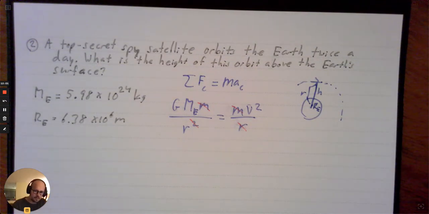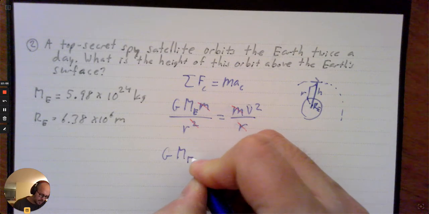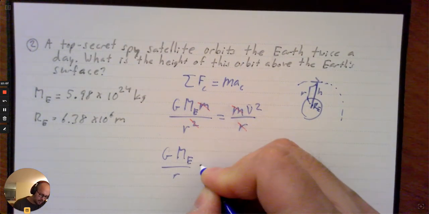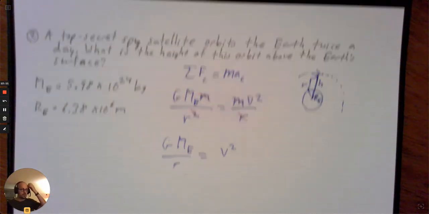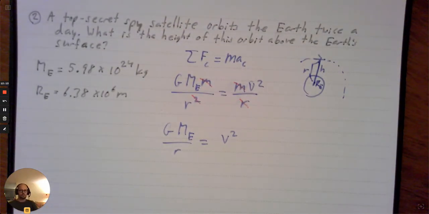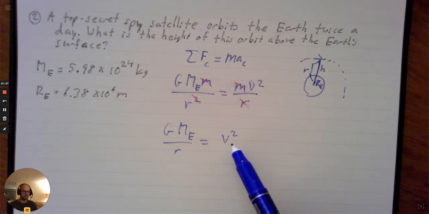And I get this equation of GME over R equals V squared. Okay, so here's where the rest of circular motion comes into play. The data I do get: the mass of the Earth, and the radius of the Earth to incorporate here, but I don't get the speed.